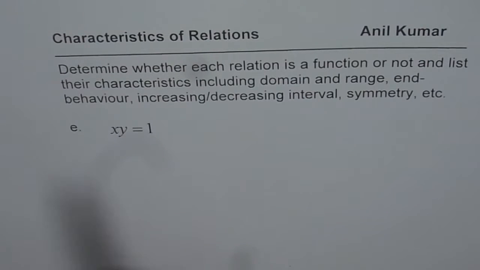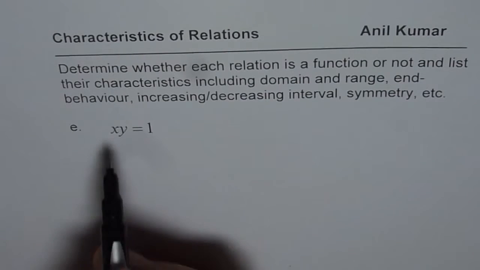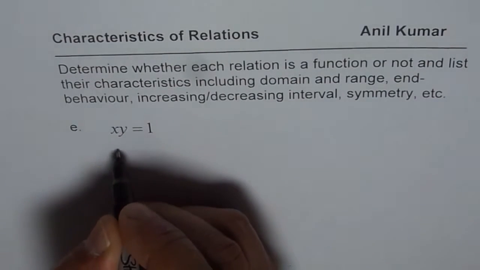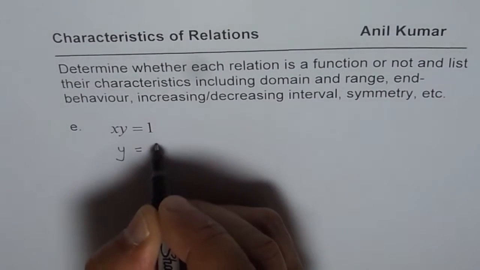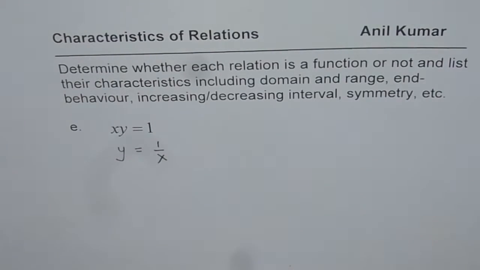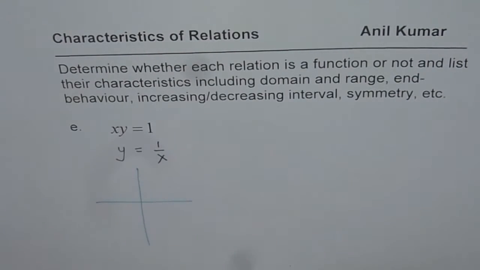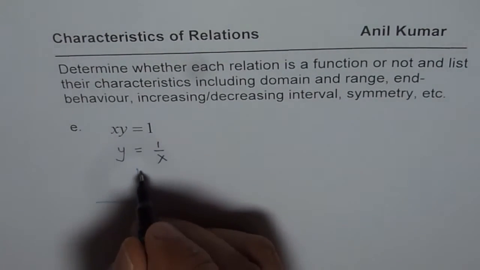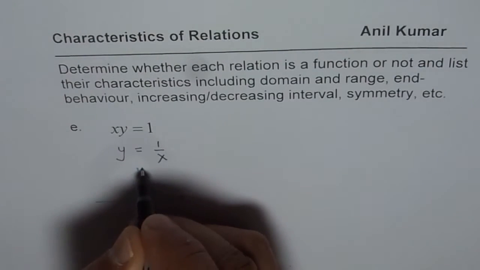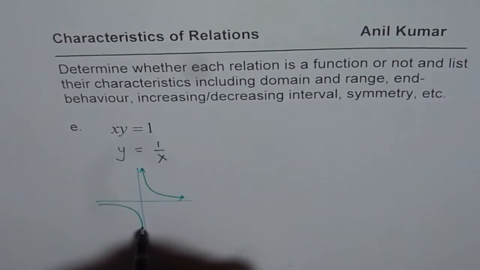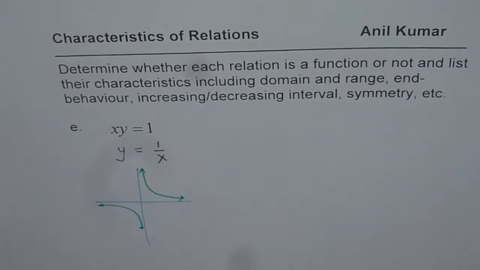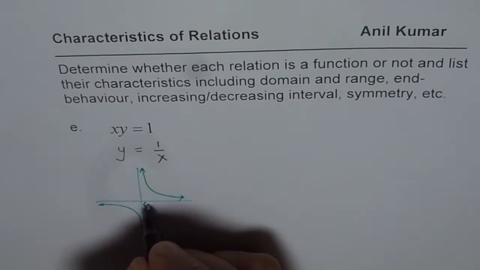xy equals 1 is the equation. Now, is it a function? We can rearrange and write down what y is equal to. So y is equal to 1 over x. 1 over x we know is a function. It is a reciprocal function. Let me sketch it for you. So you can look into my list of parent functions to know more about the reciprocal function and how to really sketch it. Now let us discuss this function.